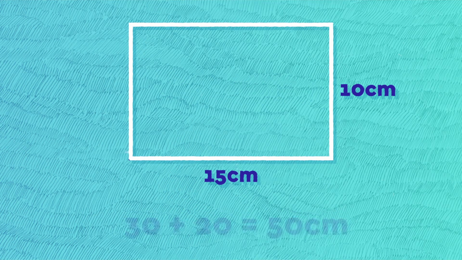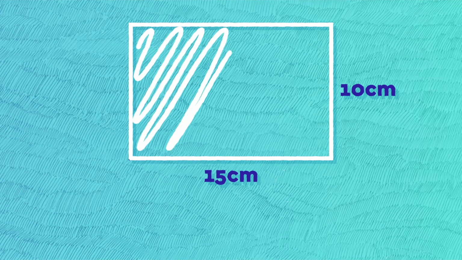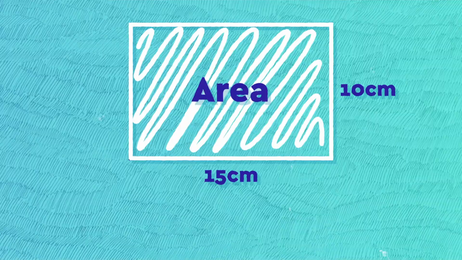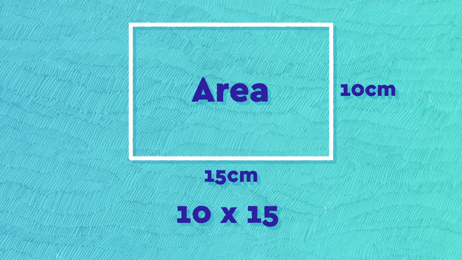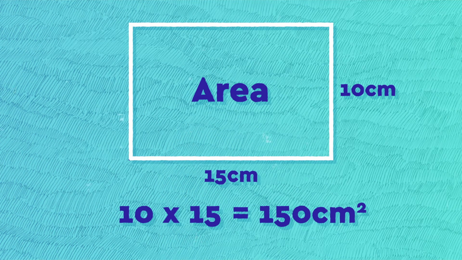Now for area. Instead of adding up the width and the height measurements, we want to figure out how much space there is inside the lines. So within this same shape, 15 by 10, we're going to multiply them to find the answer. 10 times 15 is 150 centimetres squared.